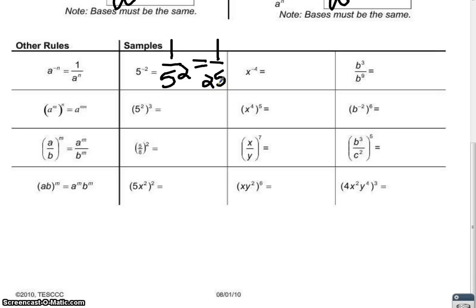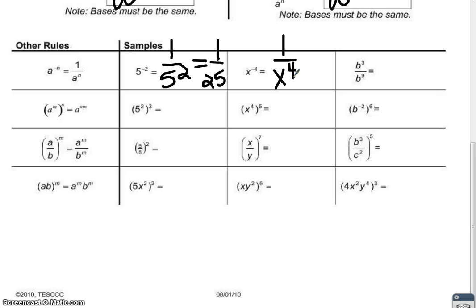If I had a variable, I have x to the negative 4th. So how would I write this one? I should have said 1 over x to the 4th. Now here I didn't have to multiply anything out because I didn't have any coefficients. So I just leave it like that. Okay, let's look at the next one.